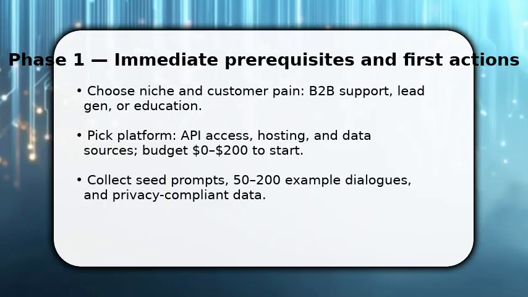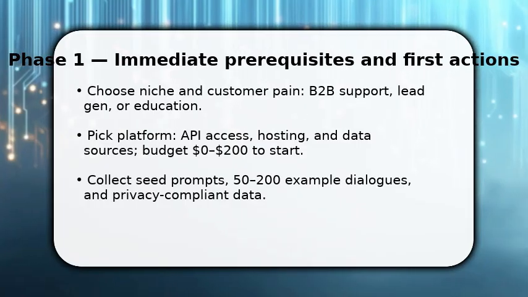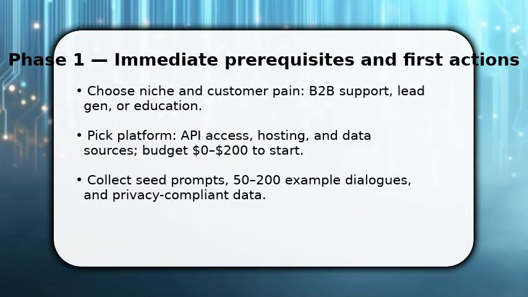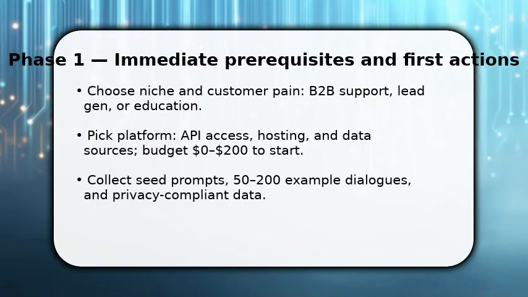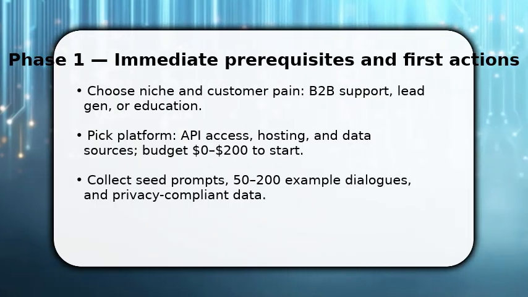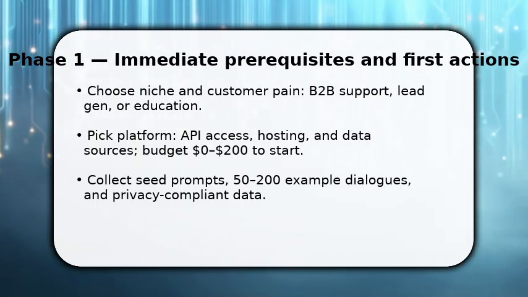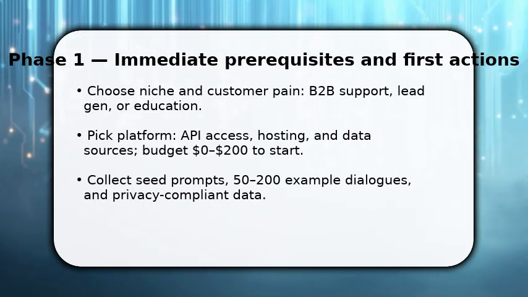You start by identifying a clear customer problem and target user. This defines scope and monetization. Once chosen, register API access and set up hosting. Make sure costs fit your $0-$200 starter budget.